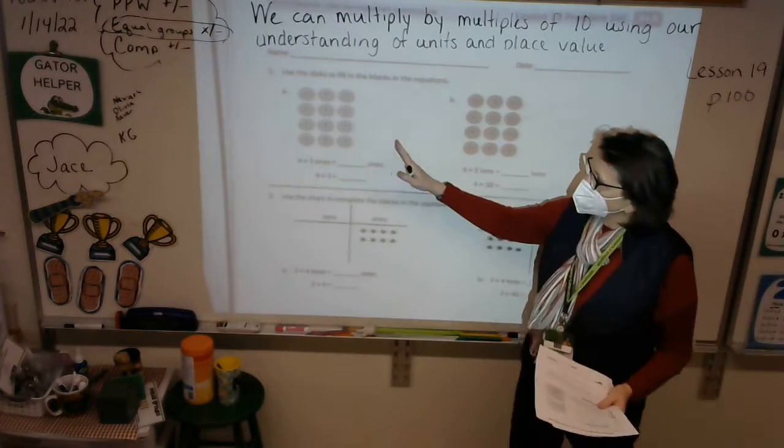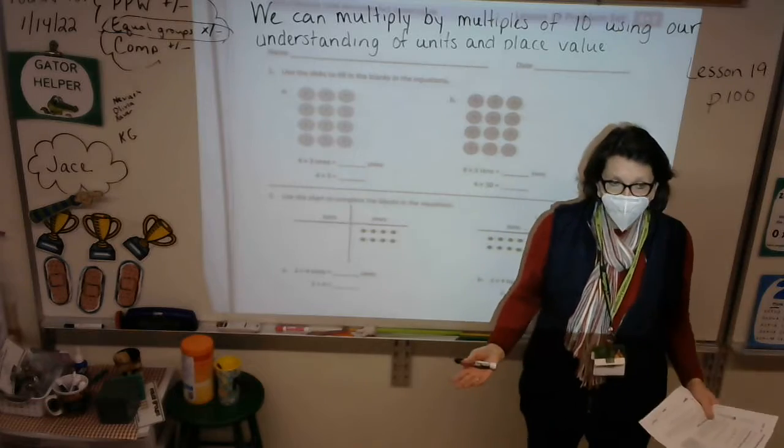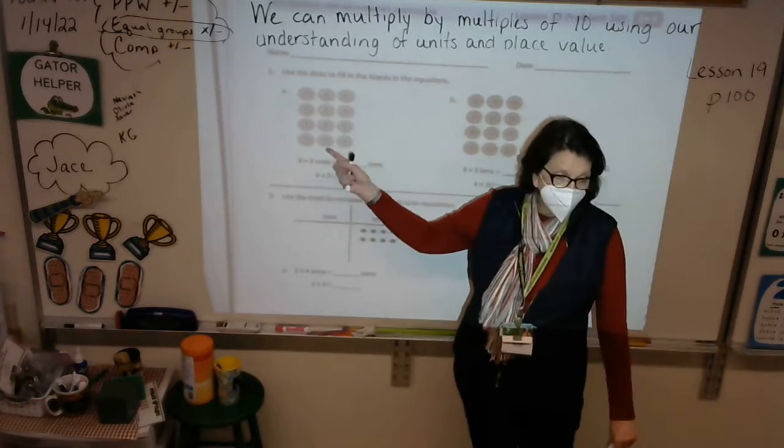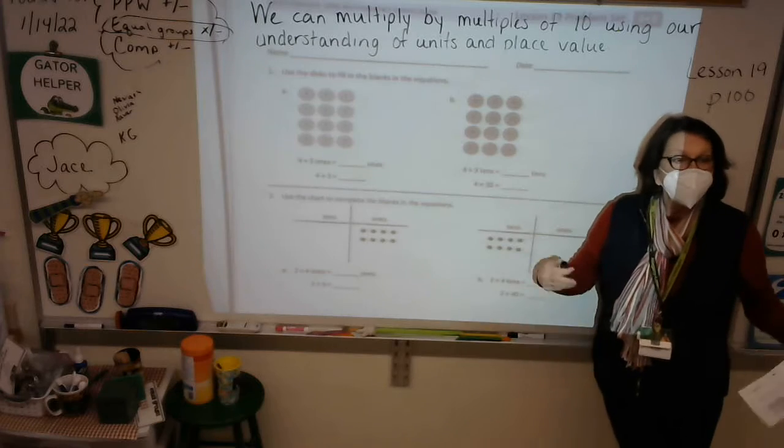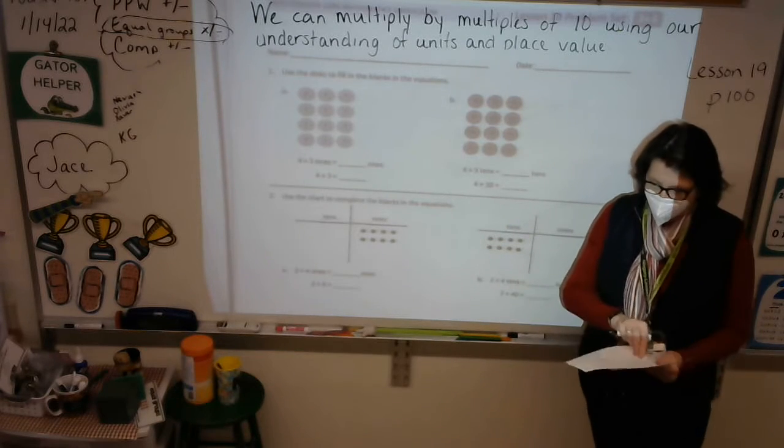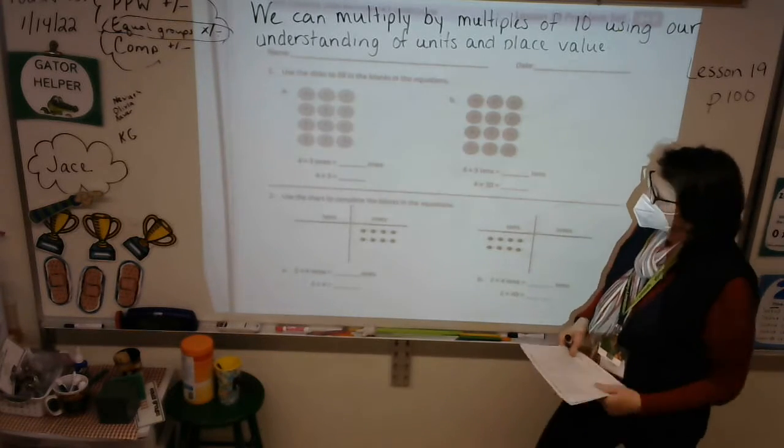Now these are place value discs. How do you know what they represent? Well, if they have a 1 in them, they represent ones. If they have a 10 in them, they represent tens. That seems pretty easy, doesn't it? So let's go ahead and look at this.